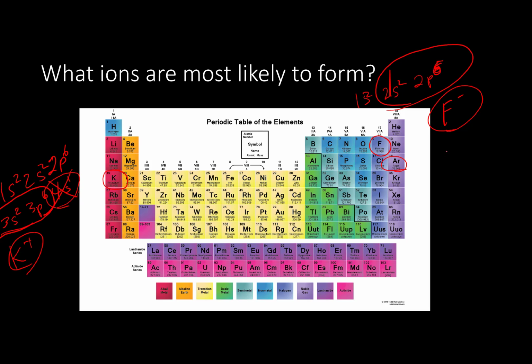to form what we call an ionic bond. And we'll talk more about that later. It's going to be KF, meaning that those two come together. The K is a positive and the fluorine is a negative.